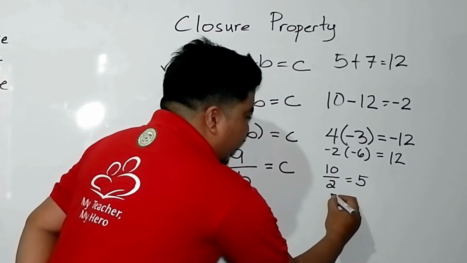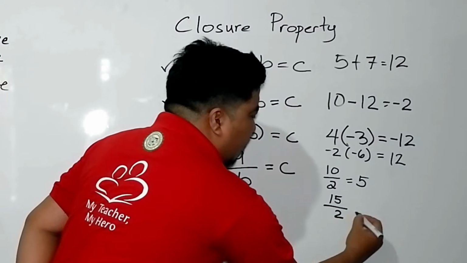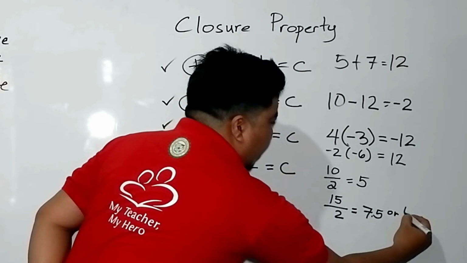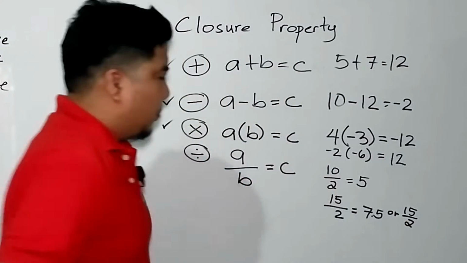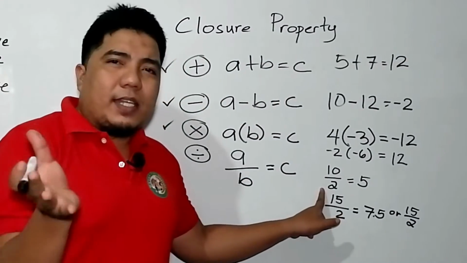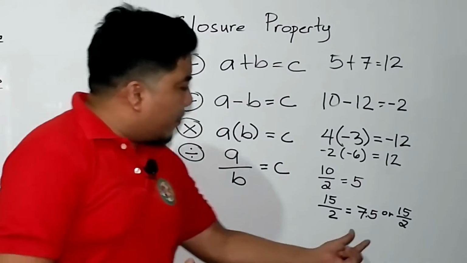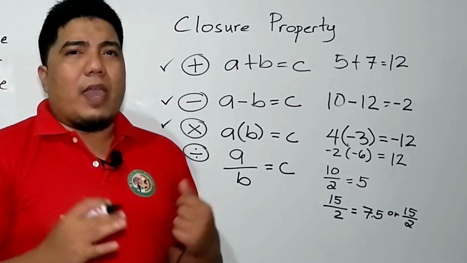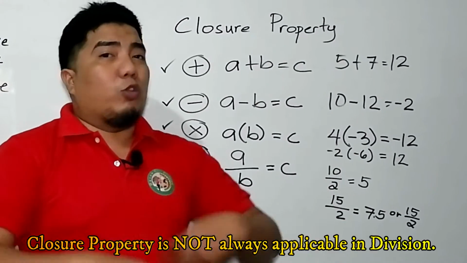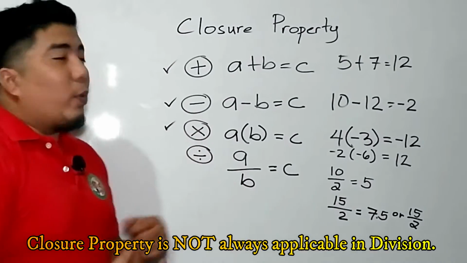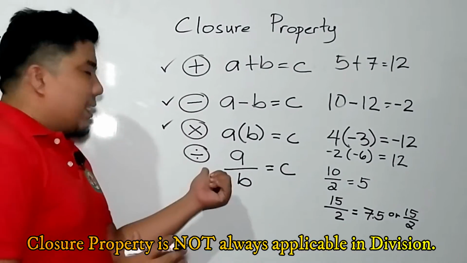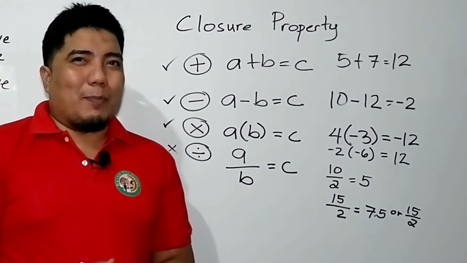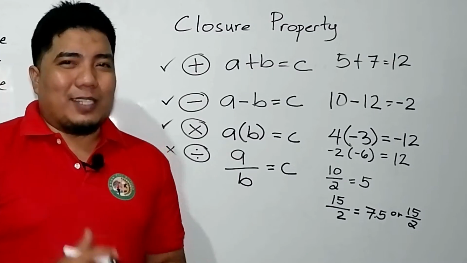Now, let's consider some other examples. If we have, let's say, 15 divided by 2, the answer is 7.5 or 15 over 2. 15 is an integer, 2 is also an integer. However, the result is not an integer. It is a rational number. Then we can say that this is not applied to all of the cases, so we can say that closure property is not applicable to division. And that is all about closure property. Now, let us go to the second property.